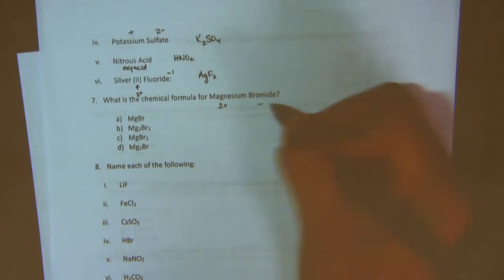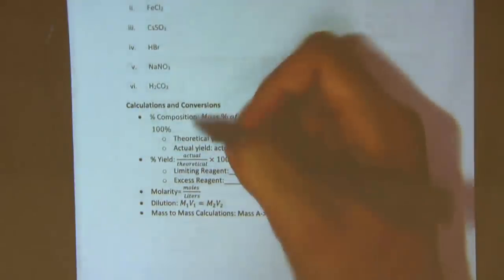Number 7, what is the chemical formula for magnesium bromide? Magnesium is an alkaline earth, bromine is a halogen, so our formula would be MgBr2, so C. And I'll leave the rest for you to practice.